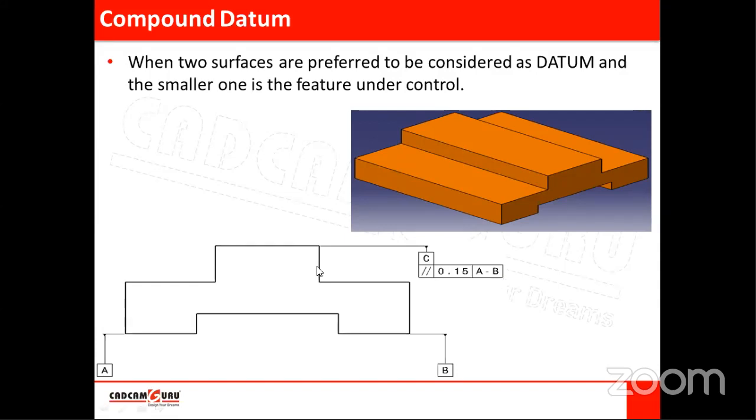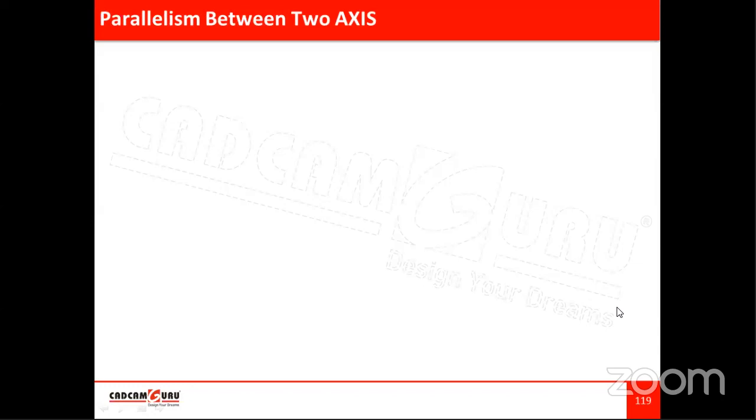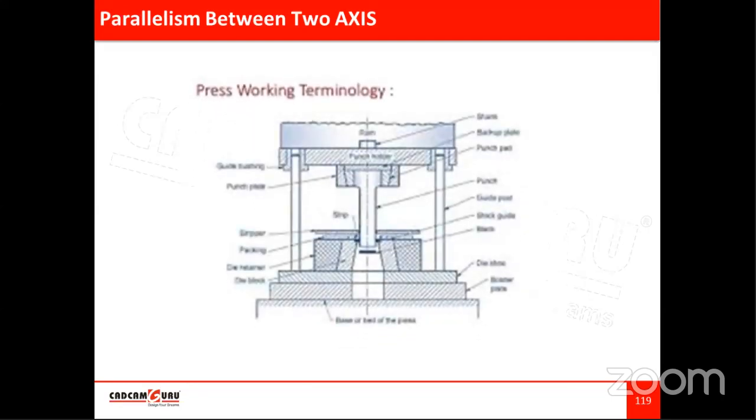So we are expecting parallelism of surface C with respect to these two datums, these two surfaces A and B, the bottom surfaces. Both are equally important, and it is written like A dash B in the third chamber, the compound datum. Now we come to parallelism between two axes, right? We have already discussed the requirement or applicability.